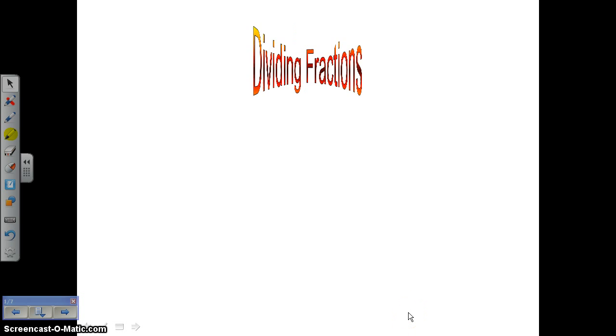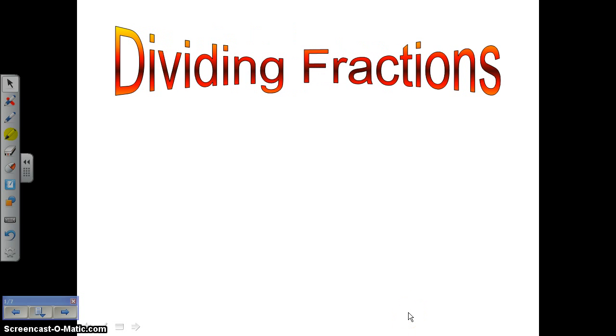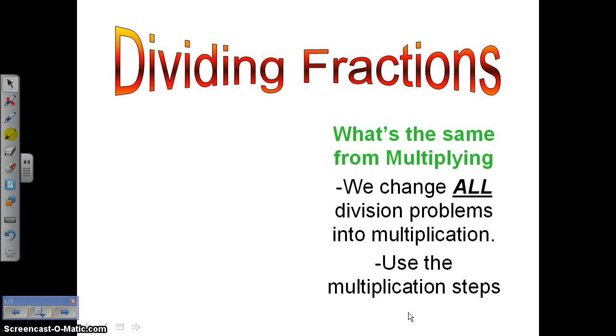Welcome back. Today we're going to talk about dividing fractions. Now when we work with dividing fractions, we're actually going to change these problems into problems that deal with multiplying, which then allows us to use our multiplication steps in order to solve these problems.